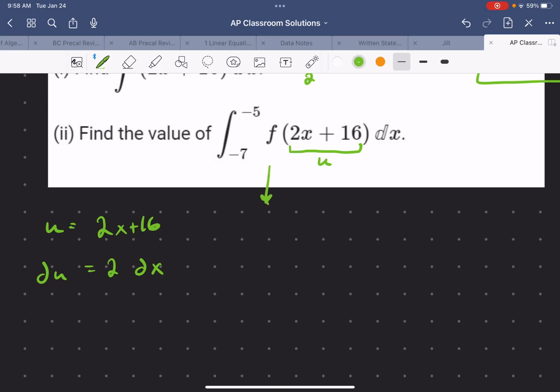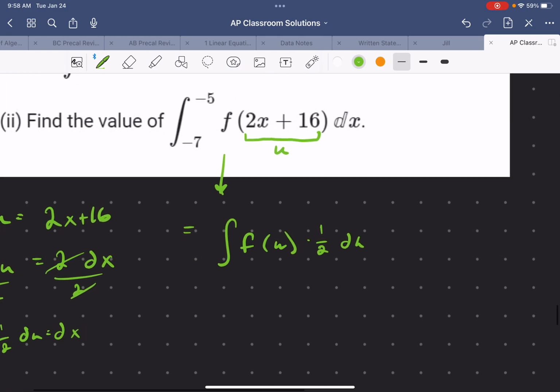So this thing right here would equal the integral. So instead of the 2x plus 16, I'm going to write this as f of u. And then the dx part would be 1/2 du. You just divide both sides by 2. So 1/2 du equals dx.